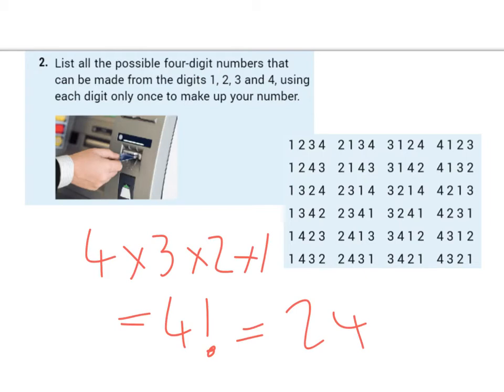So it's a handy way to know if you're missing any. So you're asked to list them. So here they are. There's 24 of them. So now we're going to have a few questions about the different outcomes.